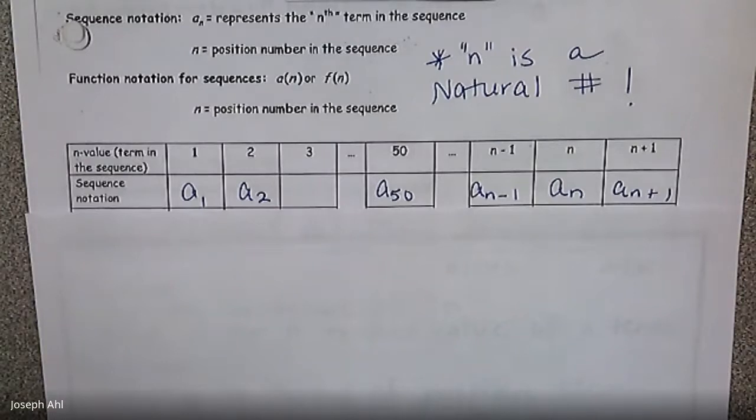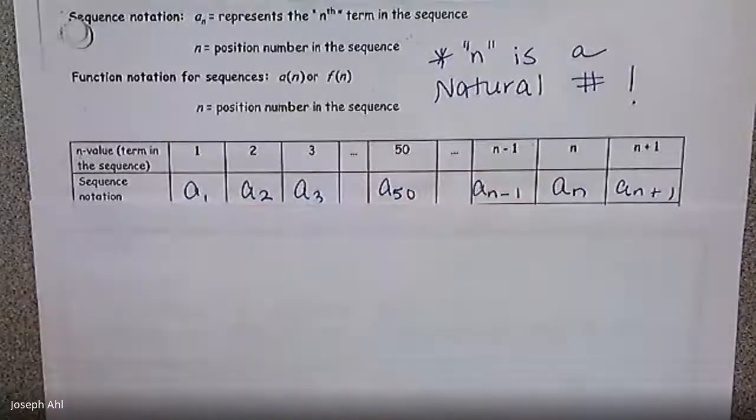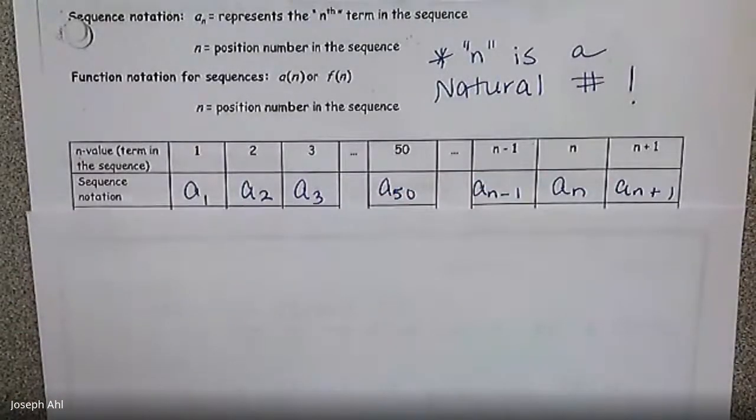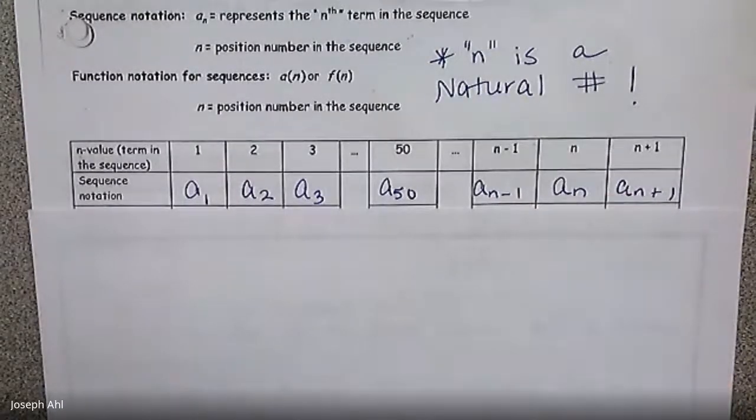Apparently I forgot to fill in the third term here. I'll do that for you right now. That would be A3. So we get A1, A2, A3, ..., A sub n minus 1. This is A sub n, A sub n plus 1. So we can fill those in as subscripts pretty easily.